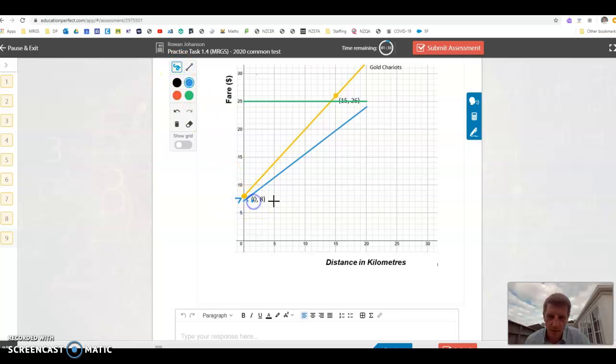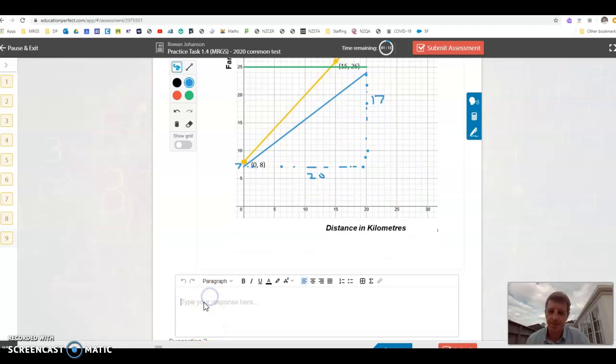It's going to go across 20. And to end $1 cheaper than green taxis, I have to go up from 7 to 24. So I'm going to go up 17. And so that's going to be my gradient. My rise over run will be 17 over 20. So I can say y is equal to 17 over 20x plus 7.